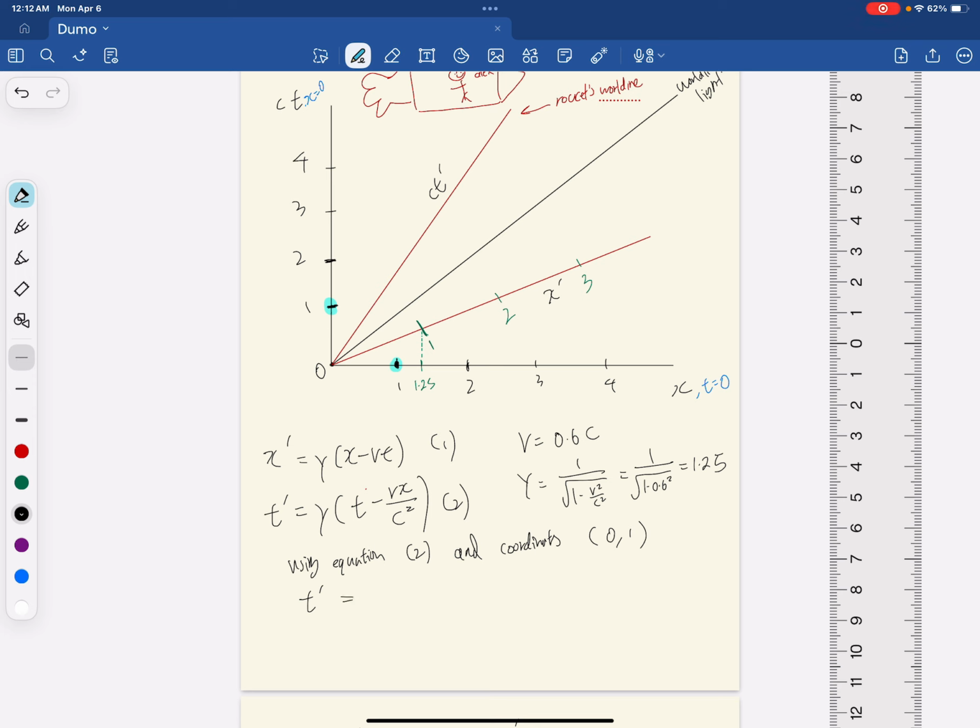T primed equals gamma, which is 1.25. Open brackets, t equals 1 minus v times x equals 0 here, over c squared. So that gives us t primed equals 1.25. Therefore, when t equals 1, t primed equals 1.25.